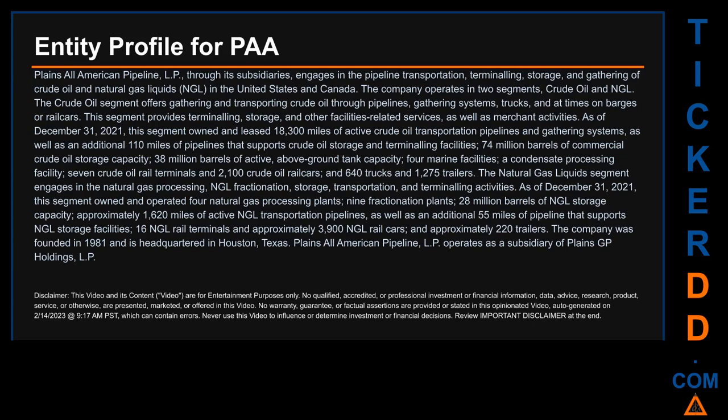As of December 31, 2021, this segment owned and leased 18,300 miles of active crude oil transportation pipelines and gathering systems, as well as an additional 110 miles of pipelines that supports crude oil storage and terminaling facilities, 74 million barrels of commercial crude oil storage capacity, 38 million barrels of active, above-ground tank capacity, 4 marine facilities, a condensate processing facility, 7 crude oil rail terminals and 2,100 crude oil rail cars, and 640 trucks and 1,275 trailers.